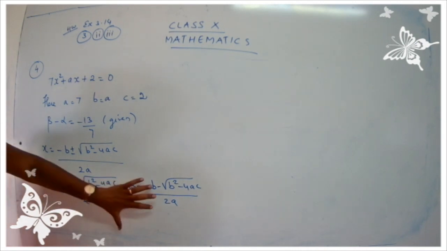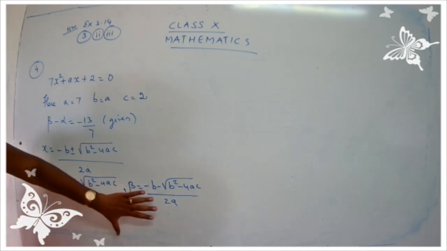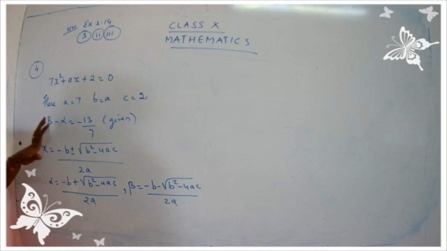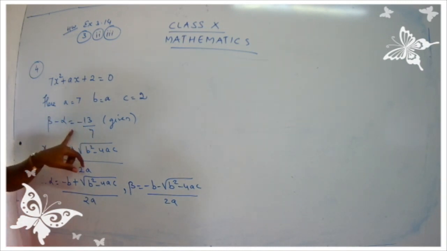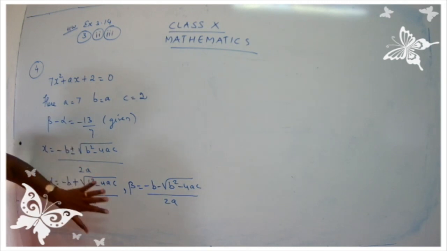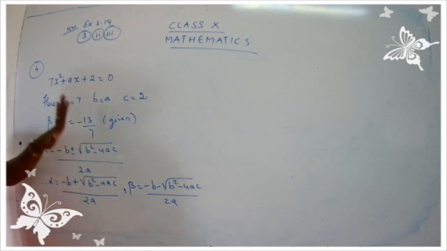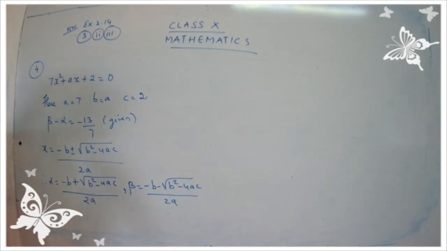Now I am going to apply this too. I am going to substitute this in the given part. We have a condition over here. Yes, beta minus alpha is equal to minus 13 upon 7. So I am going to substitute these two formulas over here. Let me substitute and let us go for the next step.